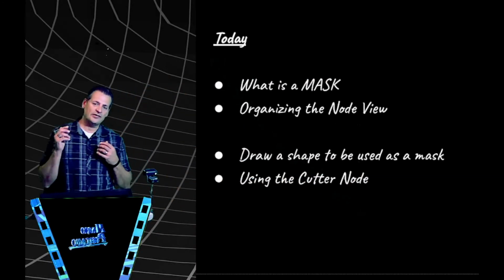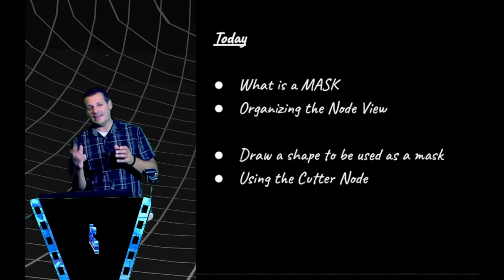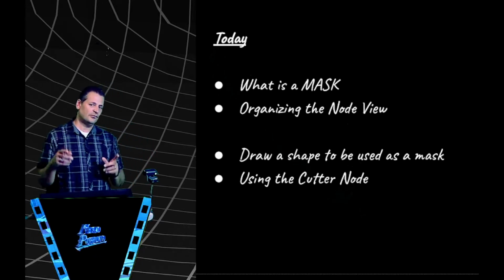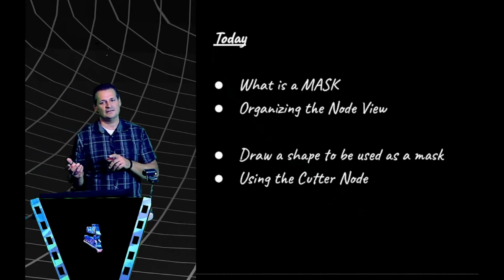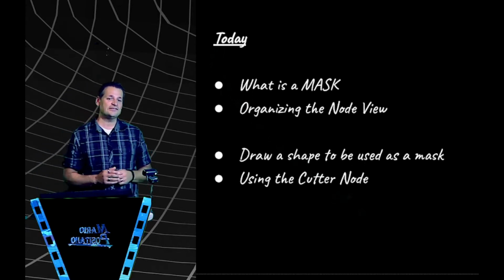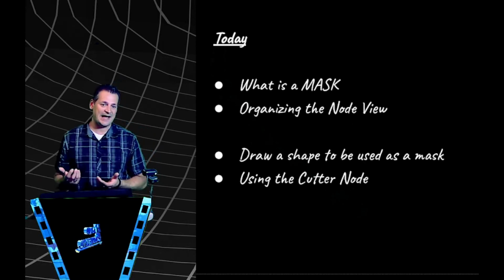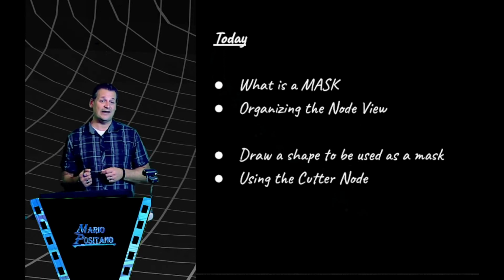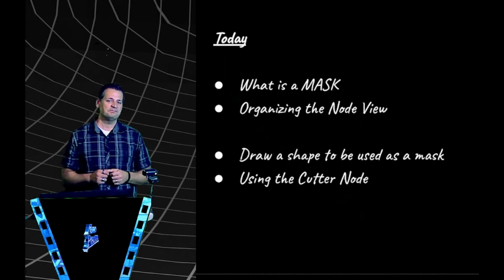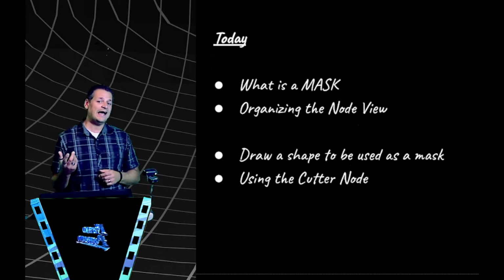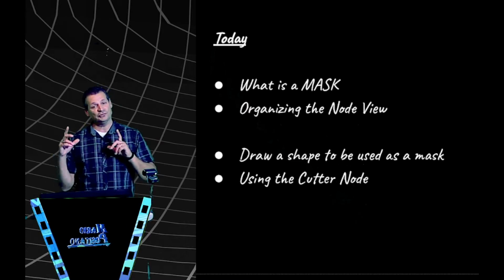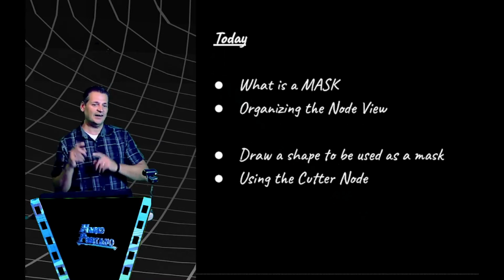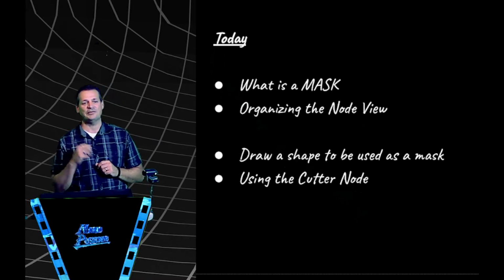So in this video we're going to talk about what a mask is. I gave a small example there, but I'll actually show you some examples. Before we start creating a mask, I'm going to show you how to organize the node view so it's easier to add masks. And to be honest, we should really get used to organizing our node view anyway, so this is a good lesson anyway. Then once we have our node view organized, we'll create a shape to hide the animation, and then use the cutter node to hide that part of the animation.